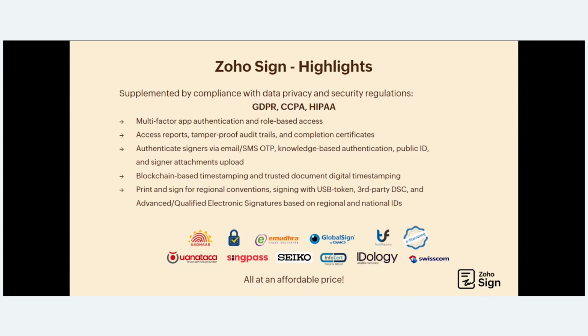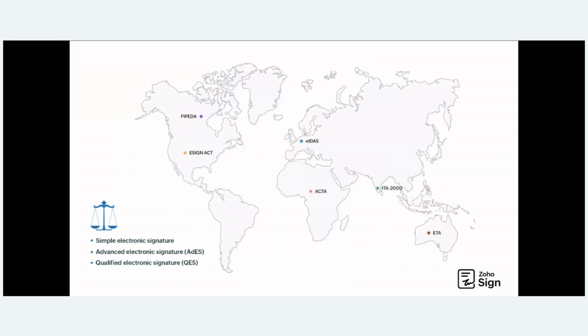In addition, we also comply with common data security and privacy regulations such as the GDPR in the EU, and the CCPA, HIPAA, and the FDA's 21 CFR Part 11 in the United States. So moving on, as you would know, we get business documents signed across borders. For this, Zoho Sign helps you to comply with your regional and international laws, such as the ESIGN Act in the United States, eIDAS in the European Union, PIPEDA in Canada, the Information Technology Act 2000 in India, and the Electronic Transactions Act in Australia and Southeast Asian countries.